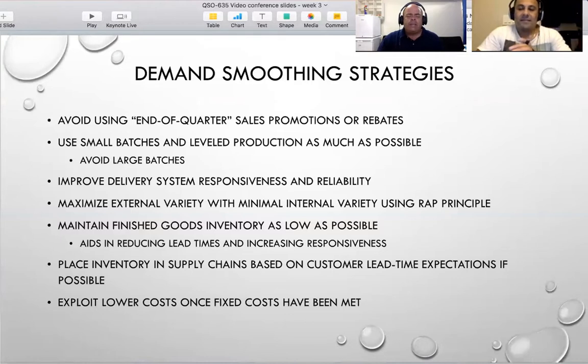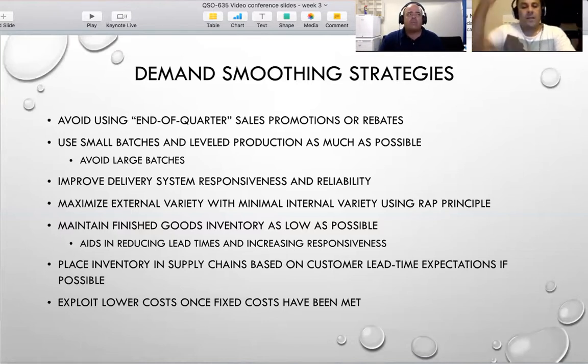This is pretty common in theory of constraints literature: avoid using end of quarter sales promotions or rebates. Try to use everyday low price. Walmart's very good at that. Walmart doesn't like to do a lot of sales because they learned from other companies. If you have a lot of "buy this stuff now" promotions, it's going to create these spikes, and you may be affecting your demand next month or the following month.